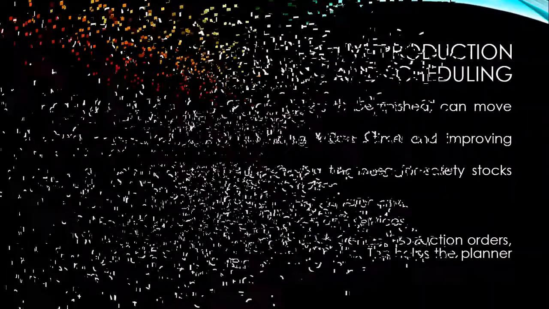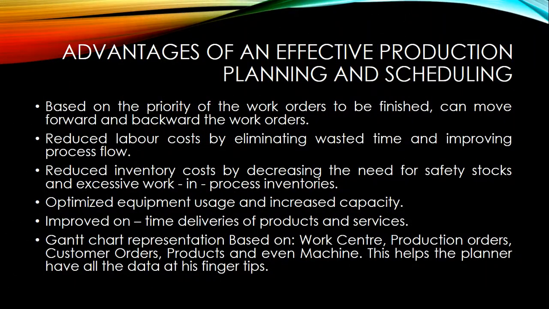Next, what are the advantages of effective production planning and scheduling? Based on the priority of your work to be finished, you can move the work orders forward and backward. Based on the priority of the orders, you can drag and drop them to the front and back. Another advantage is reduced labor cost by eliminating wasted time and improving your process flow. At the same time, this will reduce the cost of manufacturing also.